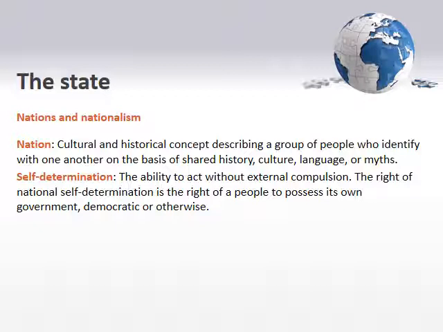Nations describe a group of people. So you think about, say, a Native American nation, the Cherokee Nation.